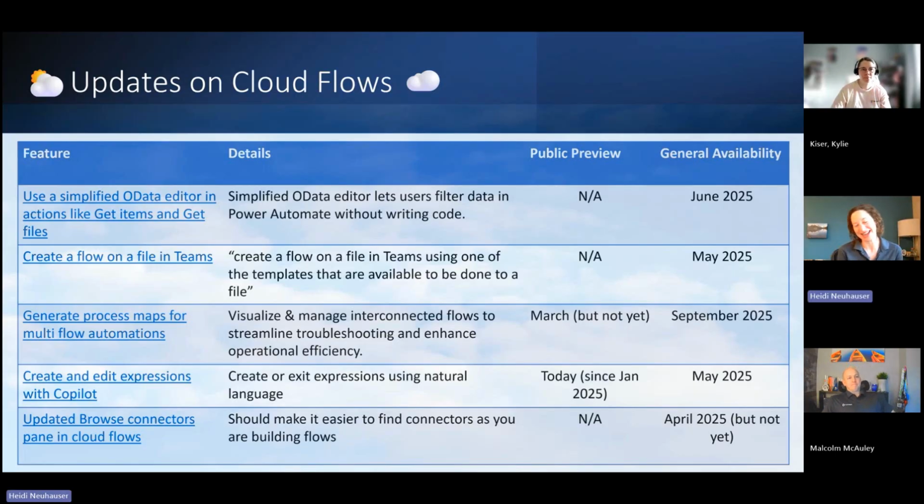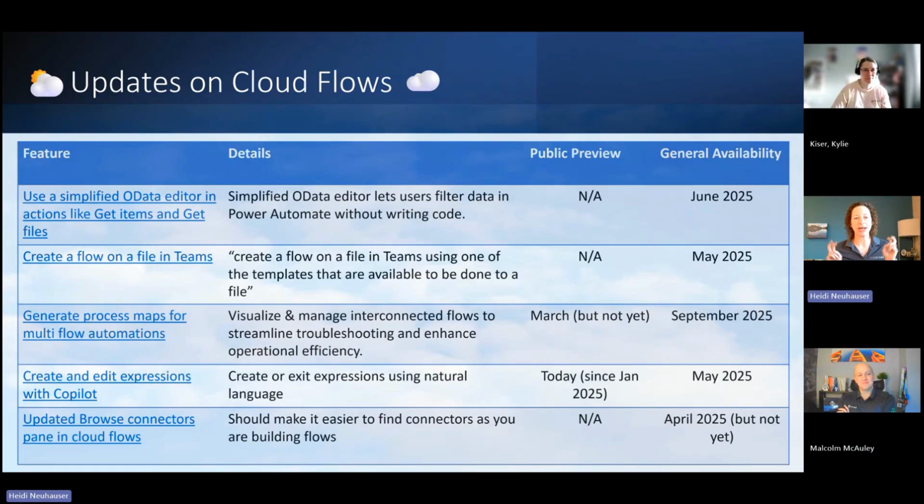The second one, I don't understand at all. It says, create a flow on a file in Teams. Now, if you are a regular watcher of Power Tips, which I'm sure you are, you know that Kylie pointed out last episode that some of these release notes are now written by AI, and it says that at the end. I believe this one was written by AI and perhaps did not have a human take a look at it. This is direct from the release notes.